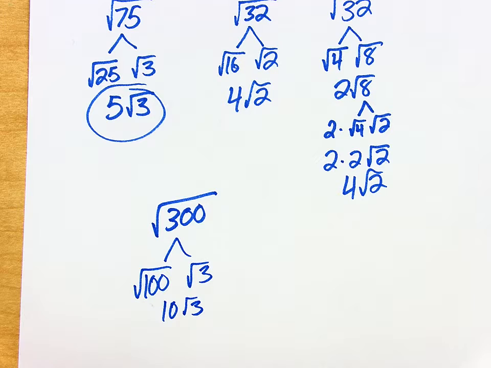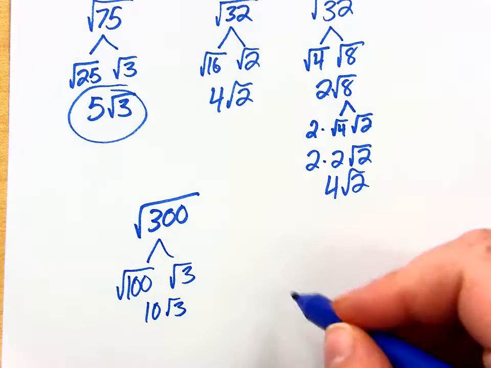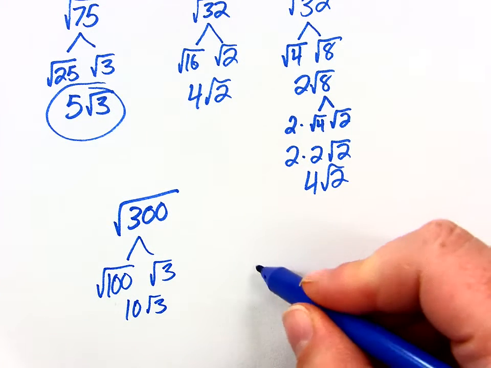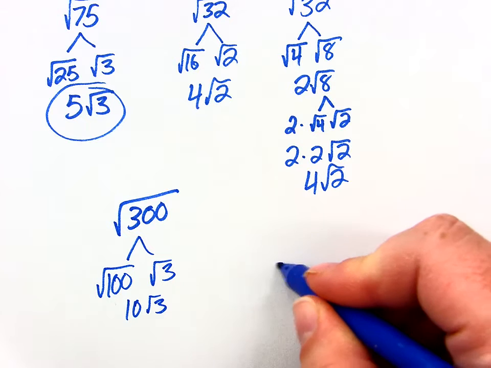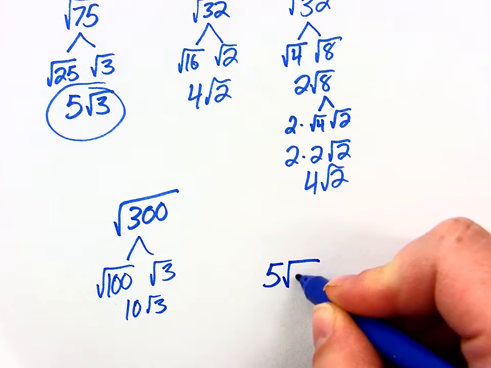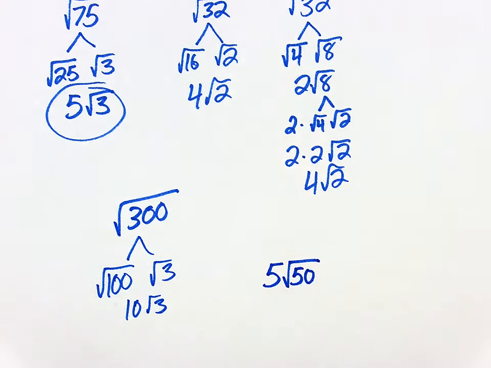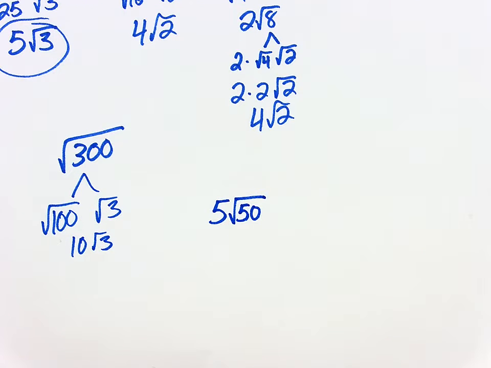What about if I have a number out in front? So say I wanted to reduce, how about 5 root 50? Then it would be 5 and then 25 root 2. The square root of 25 is 5, so 5 root 2, and the 5 out in front is still there.